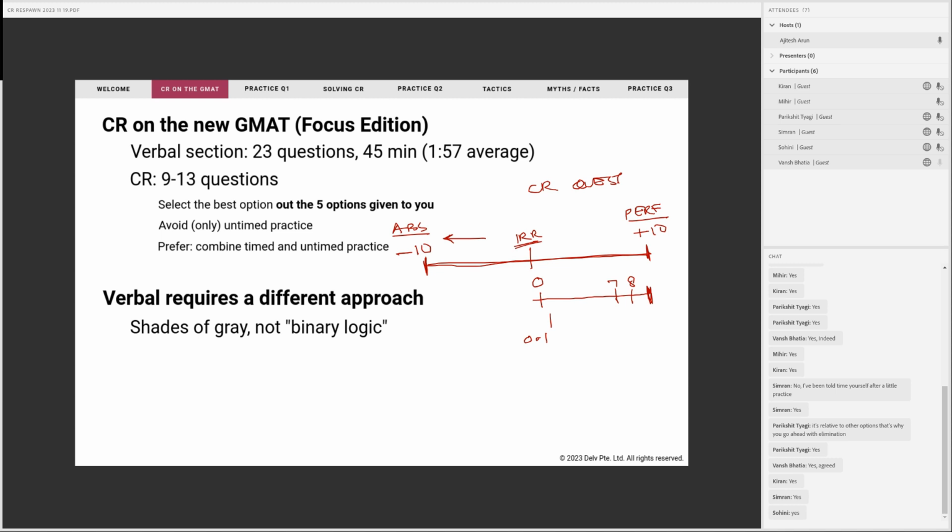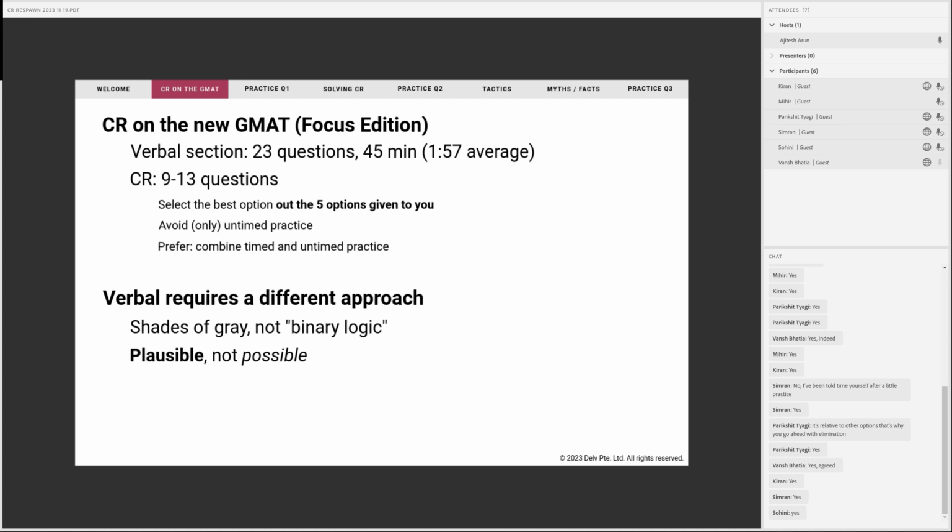It's never about the one absolute correct option in the entire universe types of situation. Now, the final point that I want to discuss about verbal in general is you always aim for what is plausible, not what is necessarily just possible. And this really comes into the picture in critical reasoning. Let me just talk about the difference between plausible and possible.